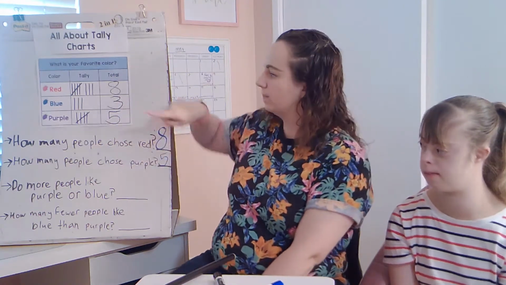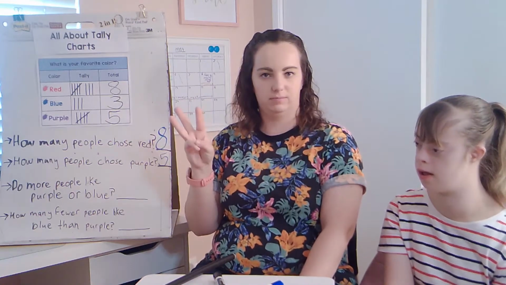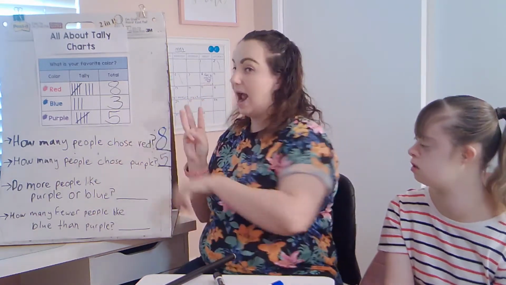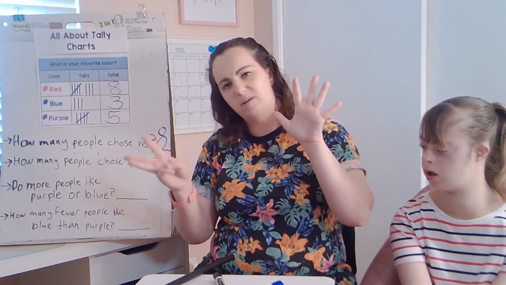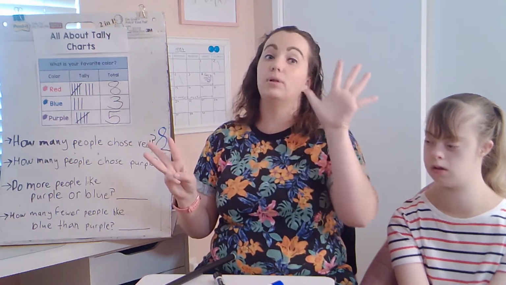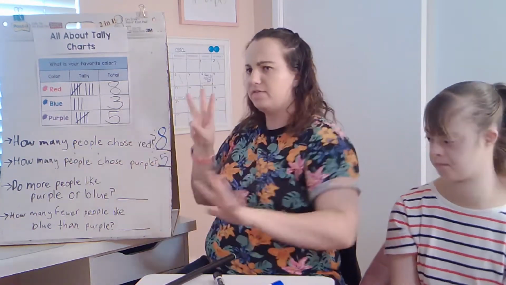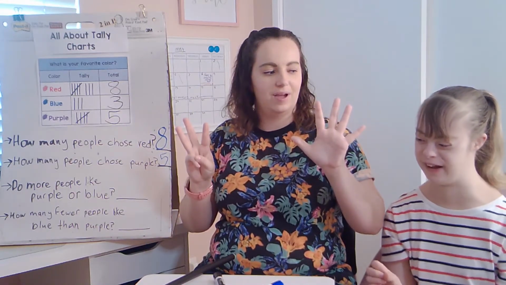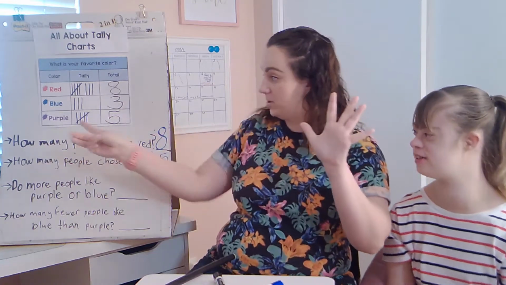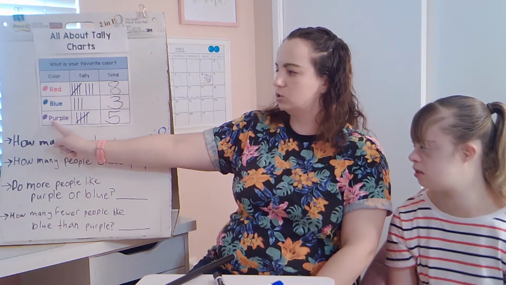Well, let's look. Blue had 3 people say it was their favorite color. But purple had 5 people say it was the favorite color. So did more people like blue, or did more people like purple? What's bigger, the 3 or the 5? What's the bigger number? I think 5. Yeah, 5 is the bigger number. There's more tally marks. So which of those colors was liked more?